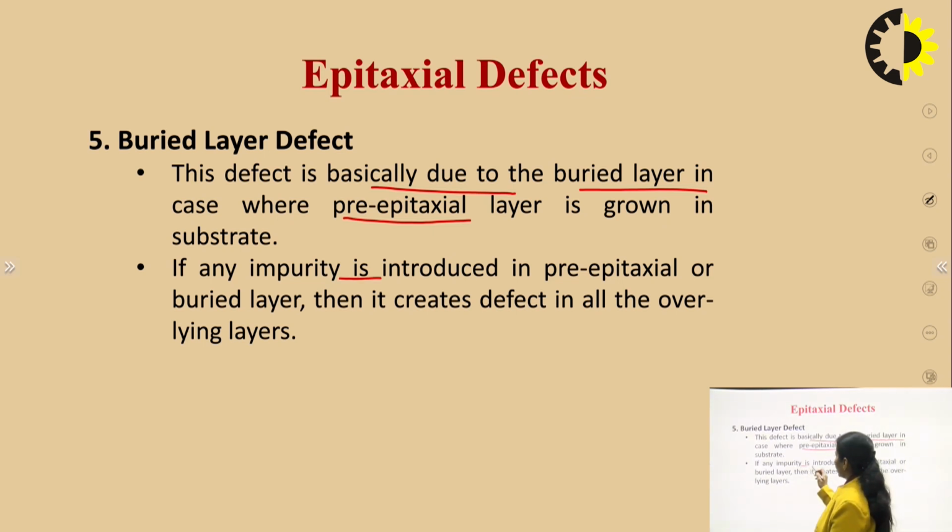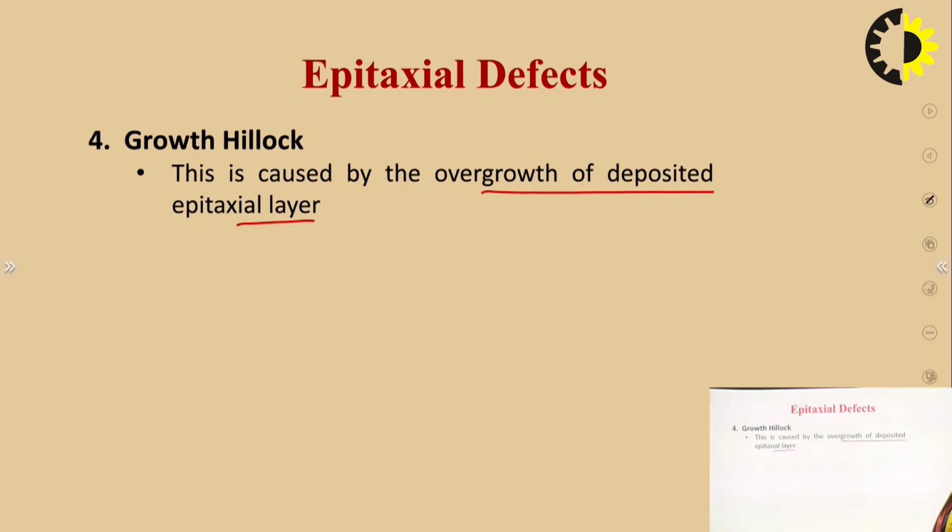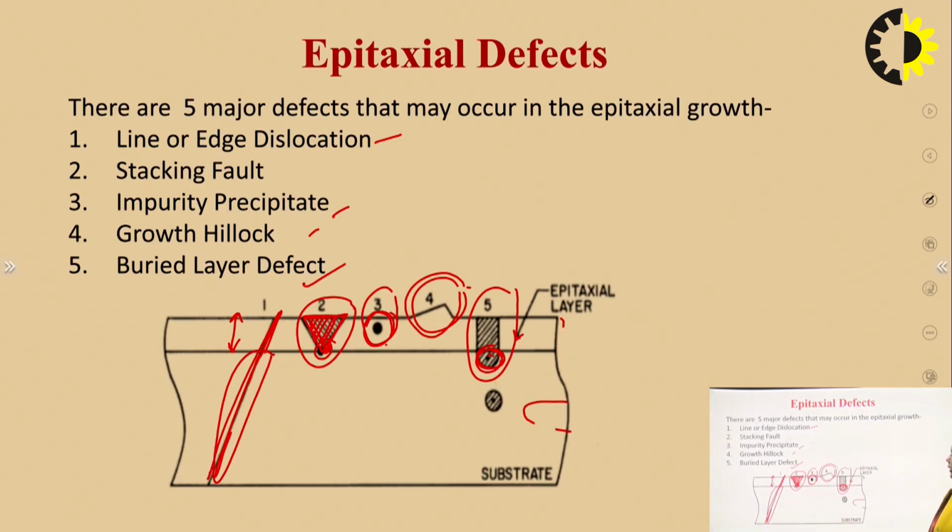So if any impurity is introduced in the pre-epitaxial or buried layer, then it creates a defect in all the overlying layers. So this has to be kept in mind, that there should not be any precipitate or any defect in the buried layer, otherwise it will also create the defect in all the overlying layers. So this is another example of this under layer defect. We can see there is a precipitate in this layer as well, and it will cause extended defect in all the overlying layers. So these are the 5 major defects.